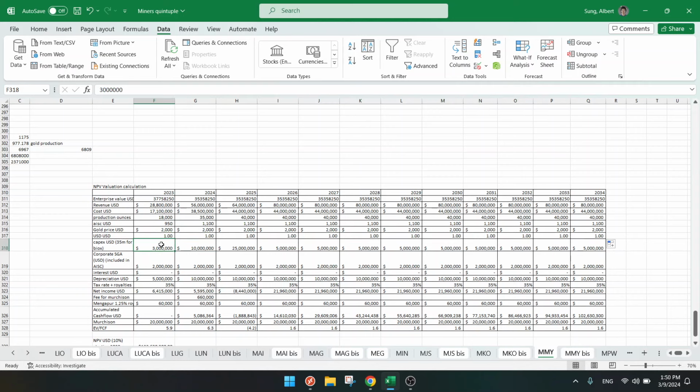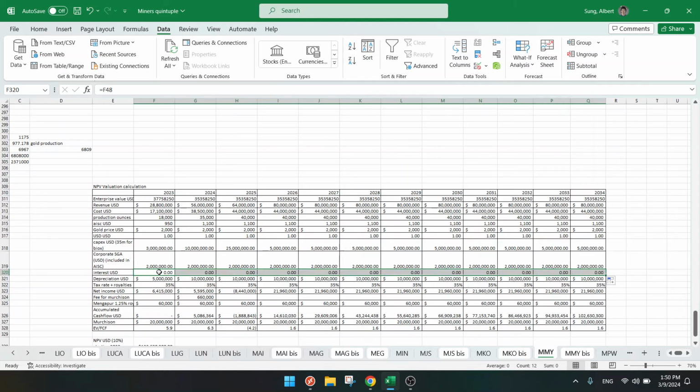Capex, yeah, Capex should refer to the master chart. I'll just do this. Okay. Corporate SG&A, just the same, master chart. We will update our charts in the master chart. Interest payments, yes, just refer to the master chart. Depreciation, the same, master chart. Taxes, yes, master chart, preferably in percentage.